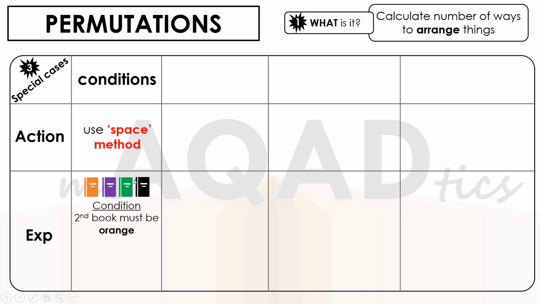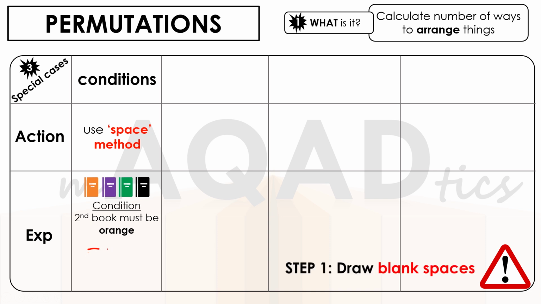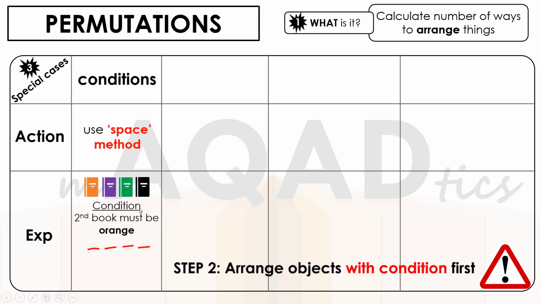Right, so for example, let's say we have these 4 books and we need to find the number of ways to arrange these books if the second book must be orange. So what we need to do to solve this is to use the space method. Space method means if we have 4 books here, we would draw 4 blank spaces to arrange these 4 books. Right? So let's arrange the objects that have condition first, which is the orange book. So I'll put it in the second blank space.